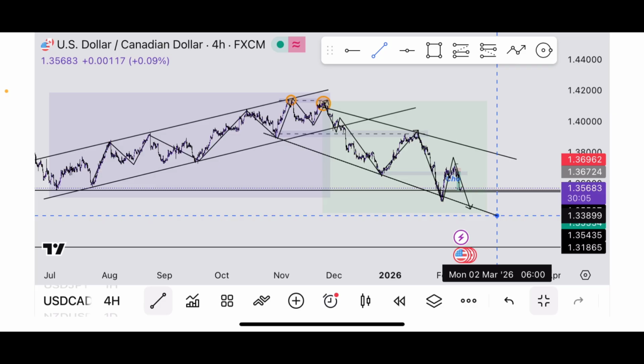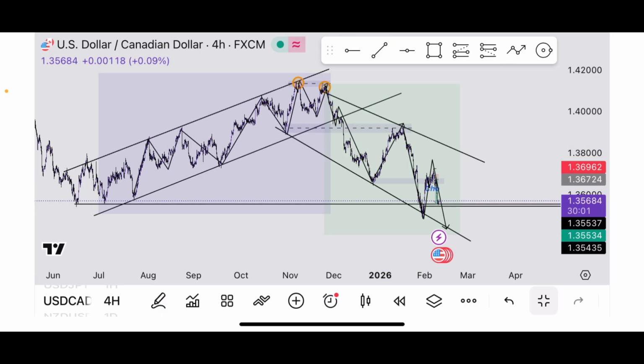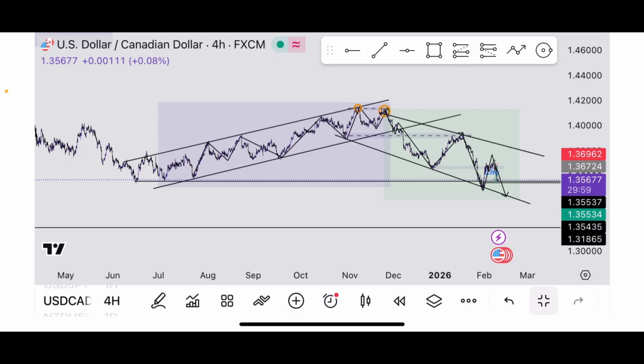As you can see, that is how to trade support and resistance and price action at the same time. How to combine them together, and they will give you a massive result.